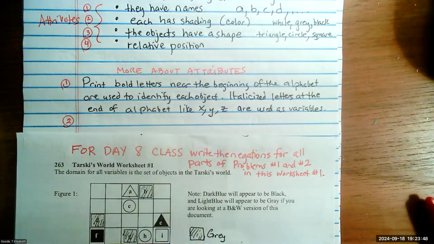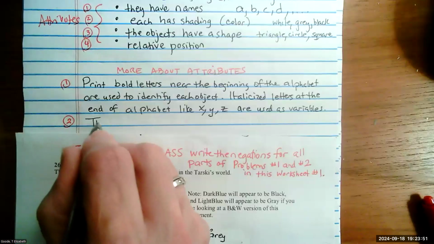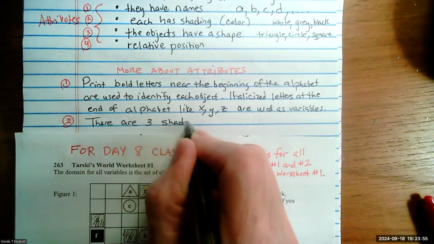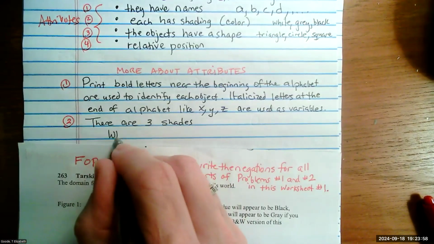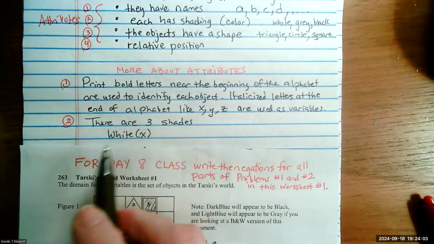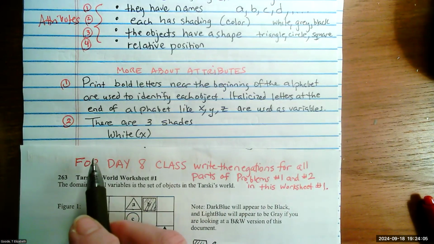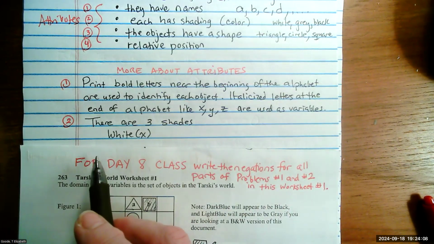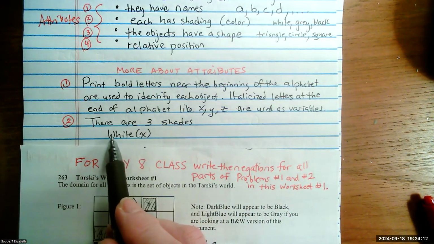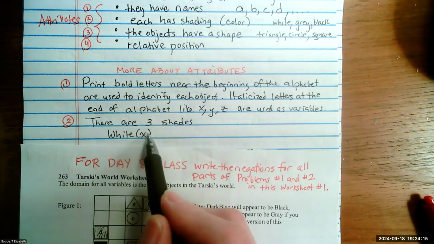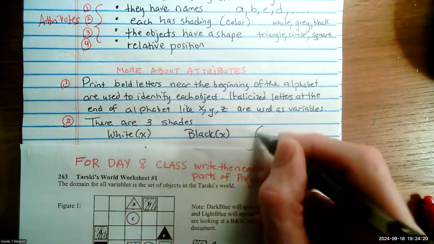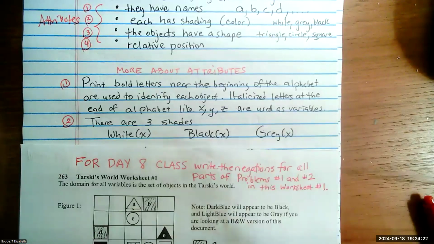All right, 2, there are 3 shades. Now we're going to get into some notation. If an object is white, then the way we write it is white X. This is called terse Tarski notation. It's terse. We're minimizing keystrokes. And when we say white X, it's kind of like the function, f of X. This means the object X is white, and then black X would be another thing you would see, or gray X.